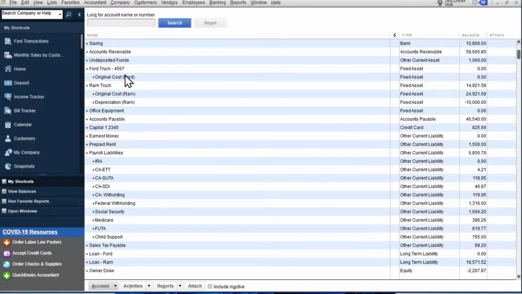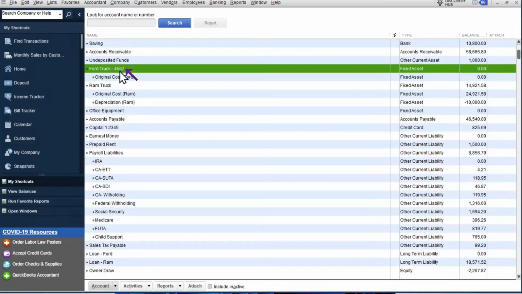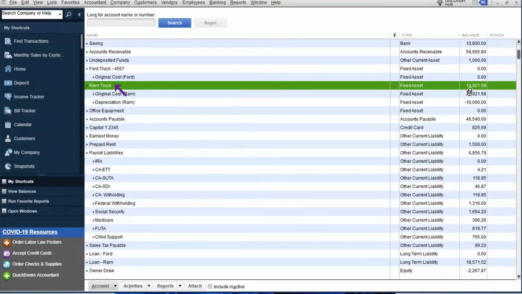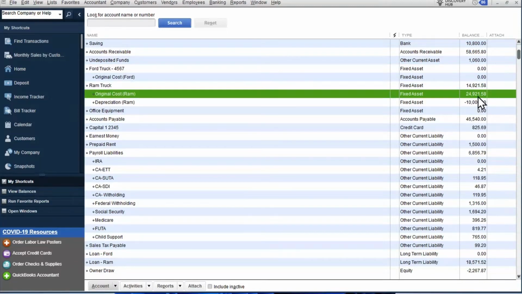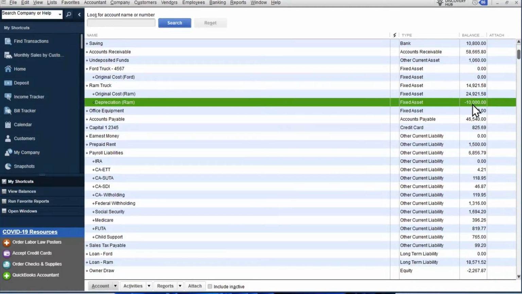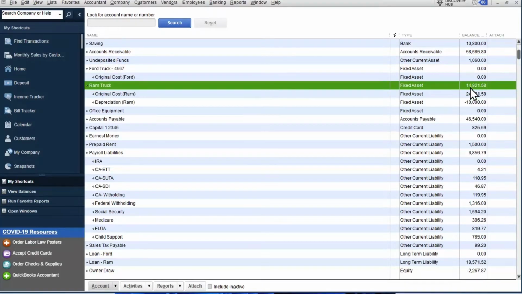One, you're going to want to set up your Ford. I personally like to do original cost separate so that it gives me all the details I want. You'll notice with the Ram, we can see the 14,000, which matched our number, and the 24,921.58 and the 10,000. So the 24 minus 10 gives us 14. If you make these sub accounts, it'll do the math for you. Depreciation is a contra account, so it's a negative number. It's reducing your overall asset. That's why it becomes 14.